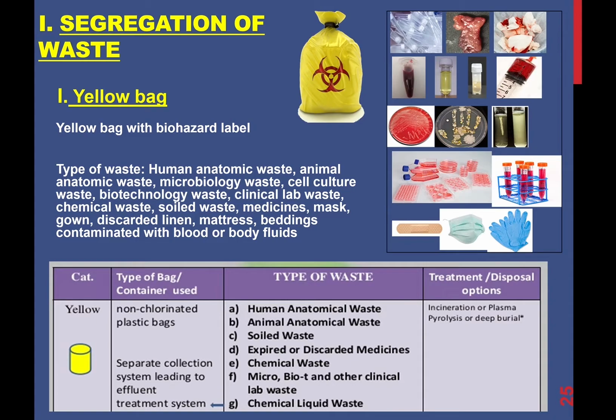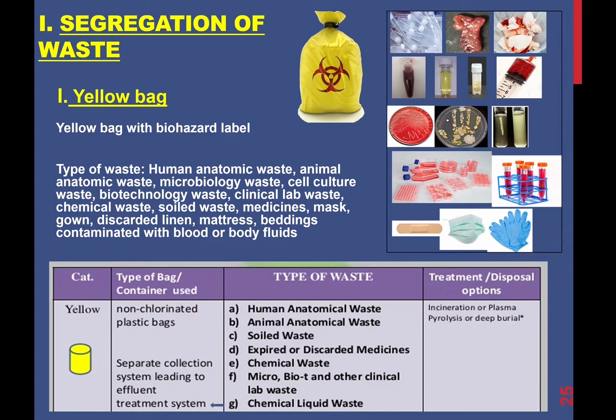The yellow category wastes include the human anatomic waste, animal anatomic waste, microbiology waste, cell culture waste, biotechnology waste, clinical laboratory wastes, chemical waste, soiled waste, medicines, masks, gowns, discarded linen, mattress, beddings contaminated with blood or body fluid. So all of these wastes come under the yellow category, and these are bagged in yellow bags with a biohazard label. The figure on the right shows all kinds of wastes that come in the yellow category.